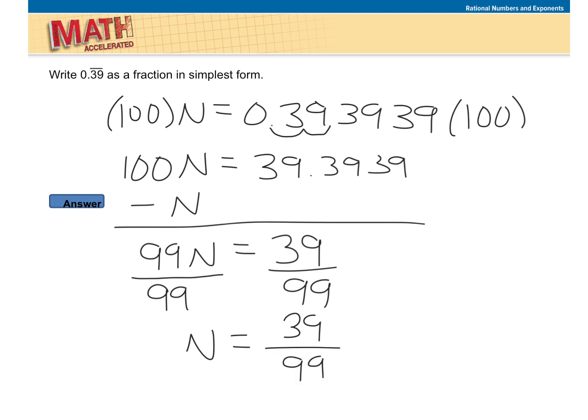With these, you do not need to reduce these. Okay, I just want you to get to this point. Do not worry about reducing once you get to here. Okay? Questions? Okay.